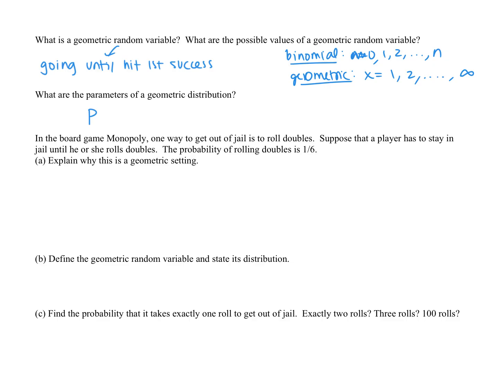So we are going to do this one example, that's the rest of the page, and that's it for the notes. In the board game Monopoly, one way to get out of jail is to roll doubles. Suppose that a player has to stay in jail until he or she rolls doubles. The probability of rolling doubles is 1 out of 6.